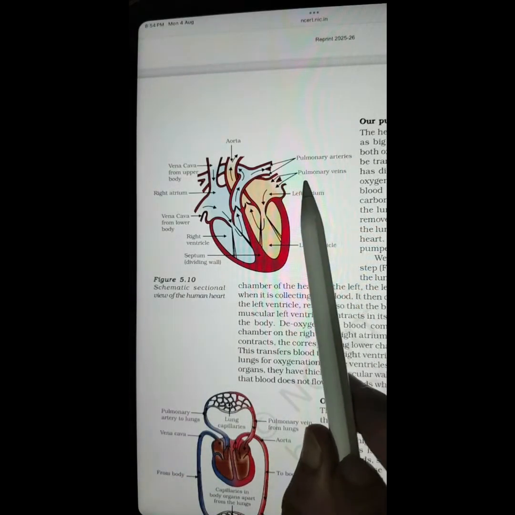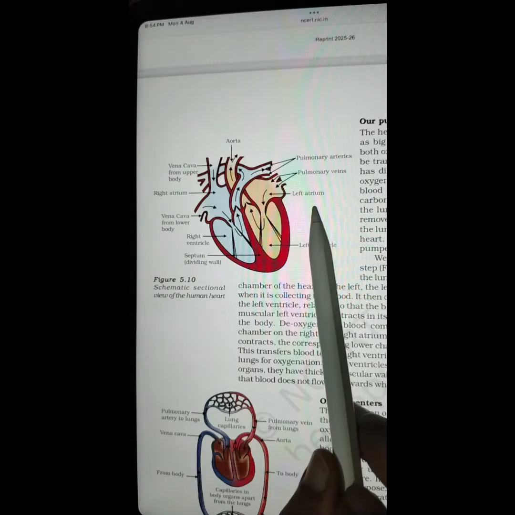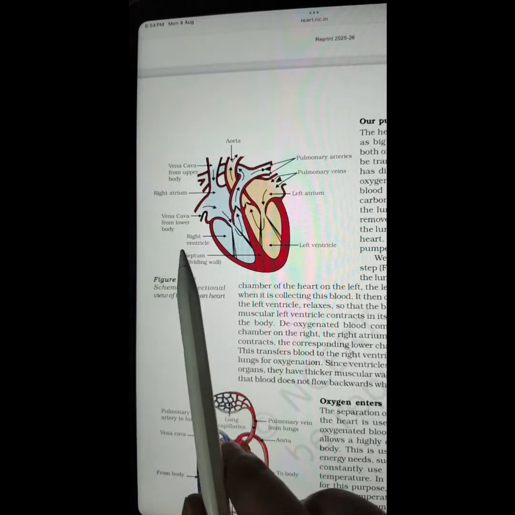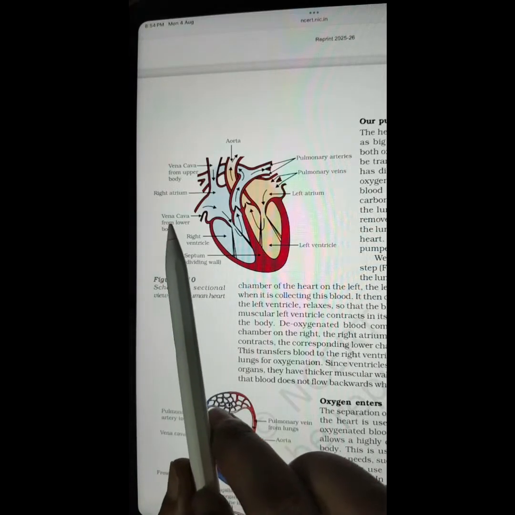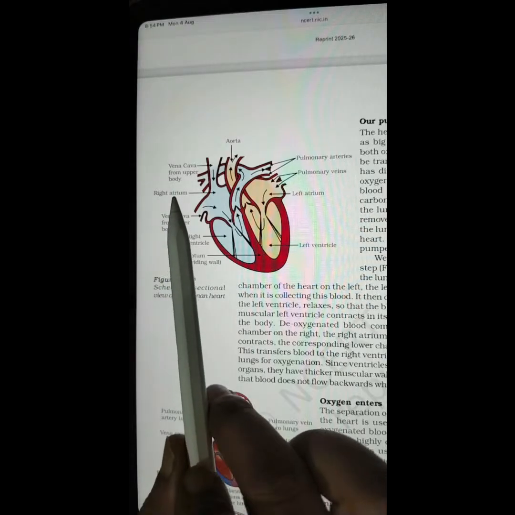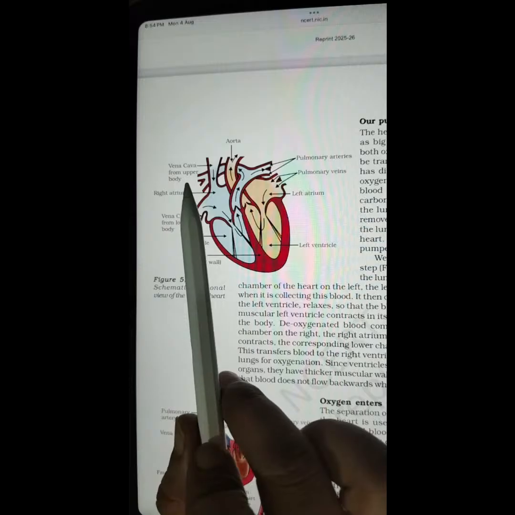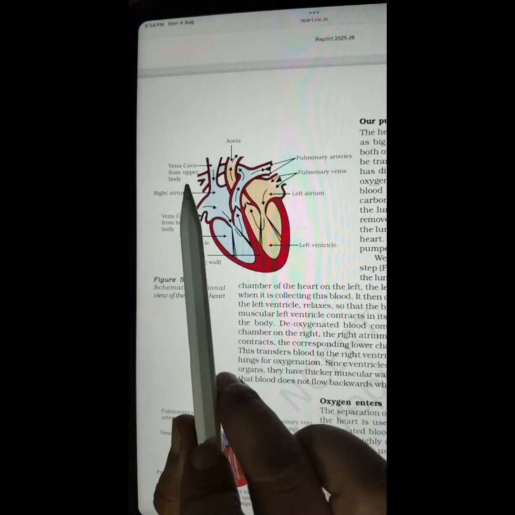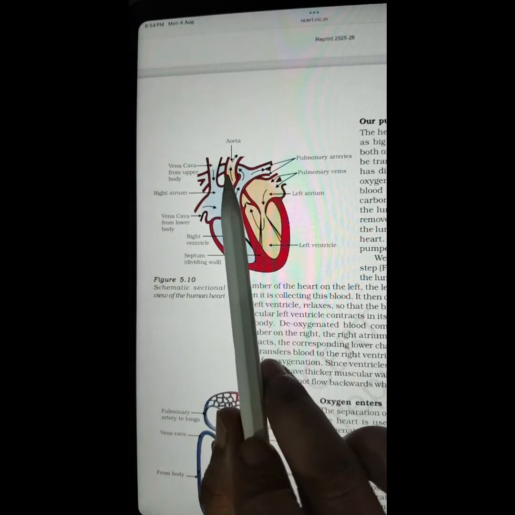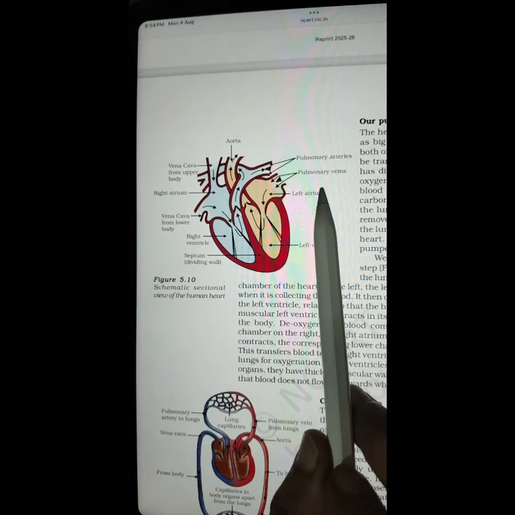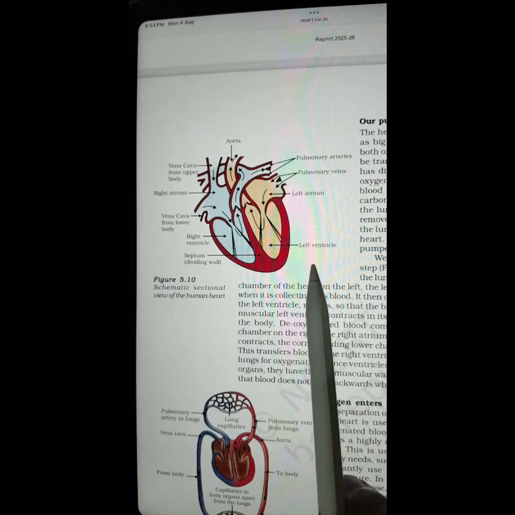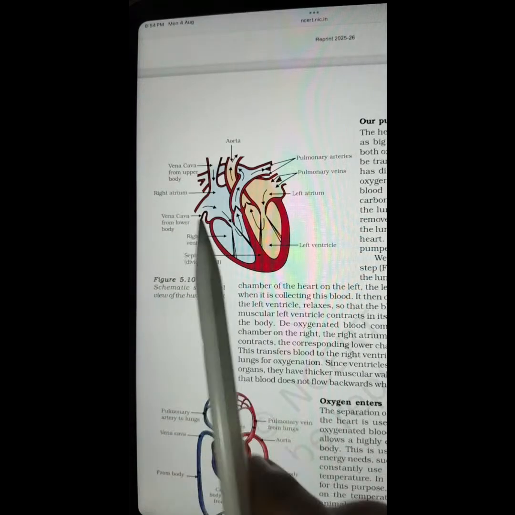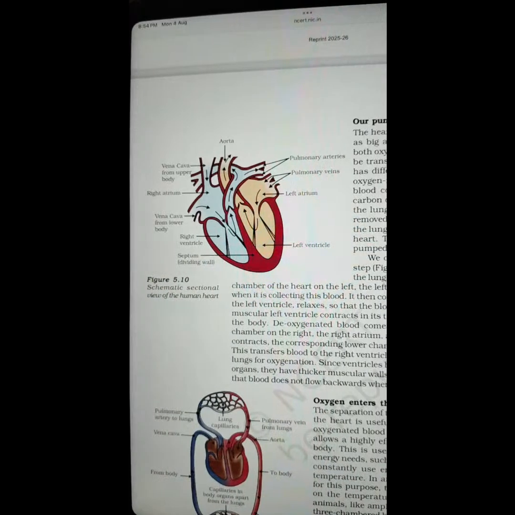Pulmonary arteries, pulmonary veins, left atrium, left ventricle, septum, dividing wall, right ventricle, vena cava from lower body, right atrium, vena cava from upper body. So this is coming from the upper body. It is also known as superior vena cava. Aorta.